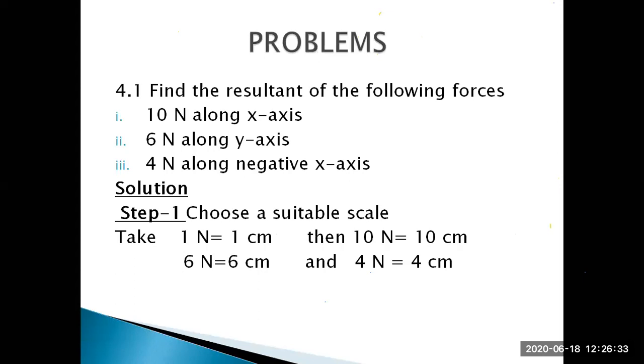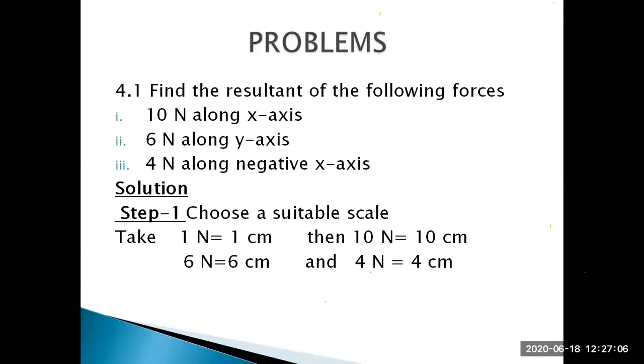So I assume that 1 Newton force is equal to 1 centimeter. Then our 10 Newton force will be 10 centimeters, and similarly, our 6 Newton force will be 6 centimeters, and 4 Newton force is 4 centimeters. So our 10 Newton force is acting along the x-axis, our 6 Newton force, which is 6 centimeters, is acting along the y-axis, and our 4 Newton force, which is 4 centimeters, is acting on the negative axis.